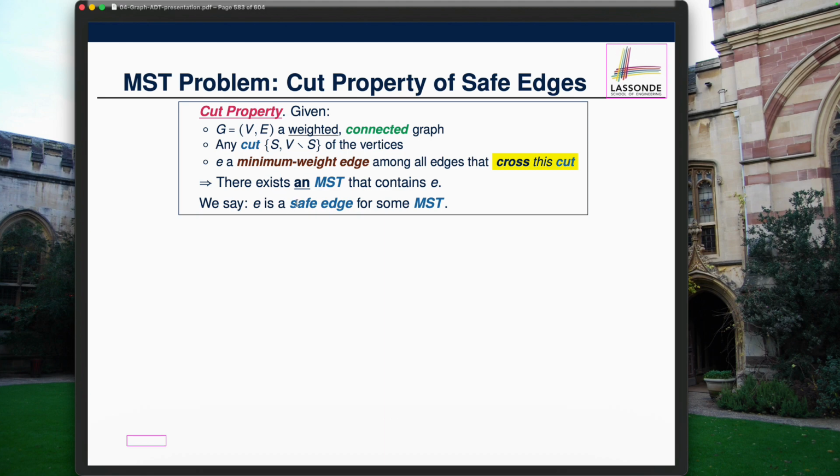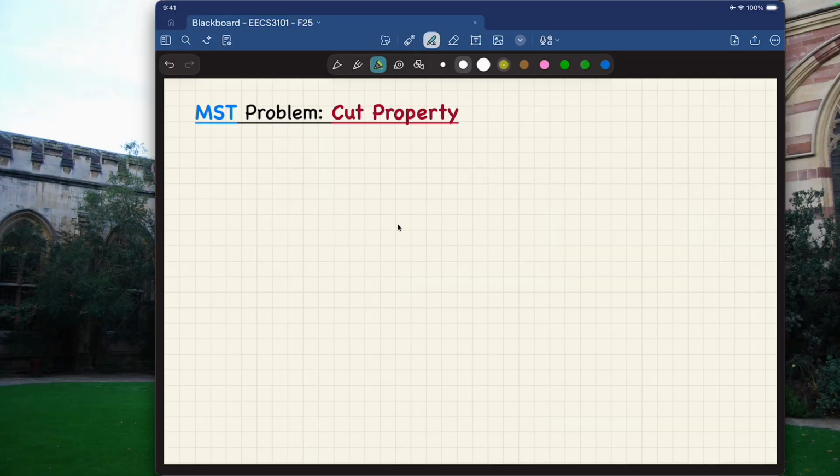And we also say that E is said to be a safe edge for some minimum spanning tree. All right, so that's the safe property, right? So you can definitely try to read over the written definition more carefully and also try to visualize it yourself too. Okay, let's now talk about visualization.